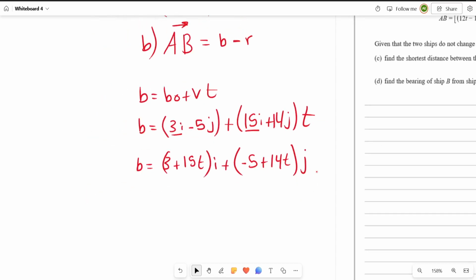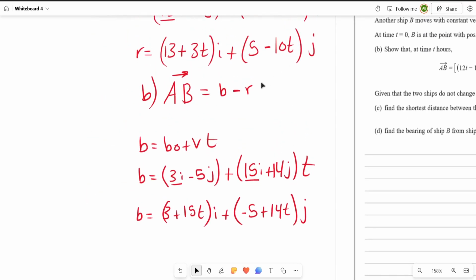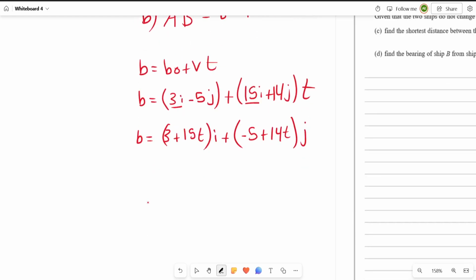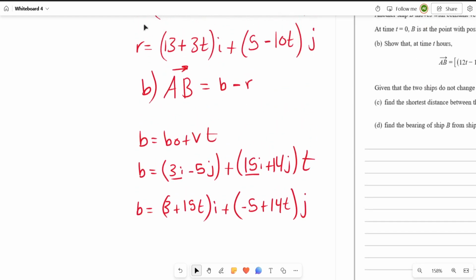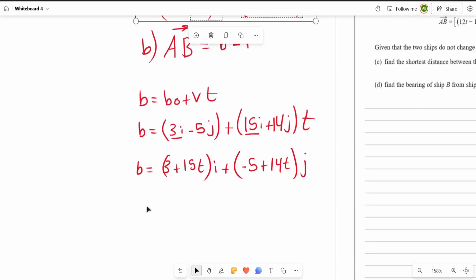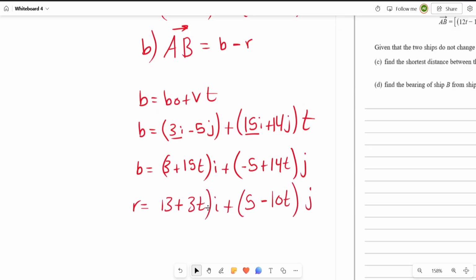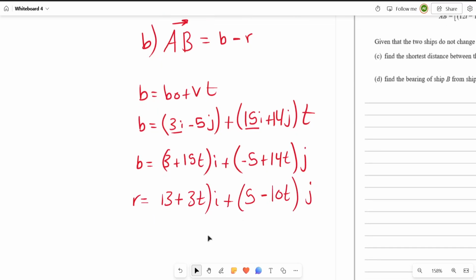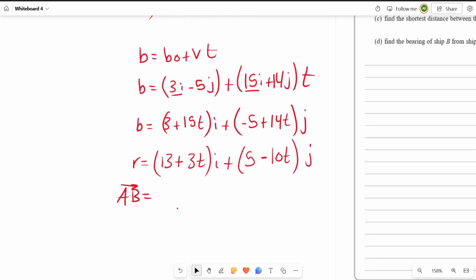Okay? So now we have both, we have B and we have R. Now we can subtract them from each other to get AB. Let's copy this position vector and paste it over here. So we want AB. So AB is going to equal B minus R.